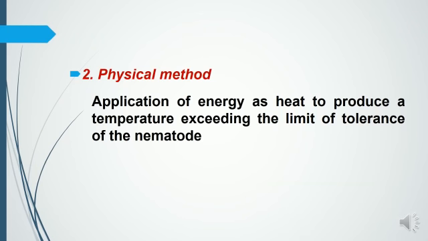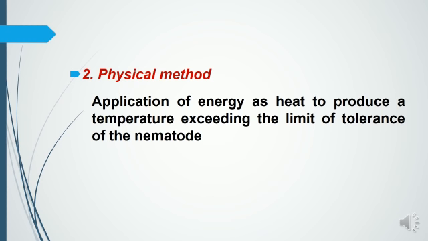Second is the physical method of control. Physical control includes physical cleaning of infested seeds, application of heat in the form of direct heat or hot water treatment, solarization or sterilization, and application of mechanical forces, irradiation, osmotic pressures, and so on. However, it is more difficult to employ such methods on large quantities of soil and plant materials. These physical methods may cause hazards for plants or operators if not carried out properly. The most important physical method of nematode control is the application of energy in the form of heat, to produce temperatures exceeding the limit of tolerance of nematodes.